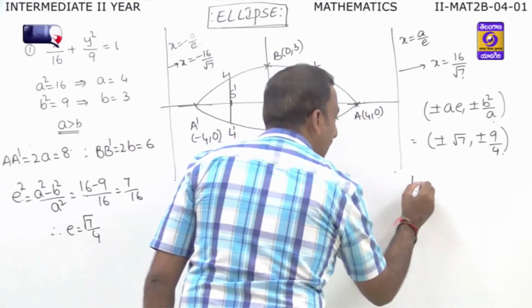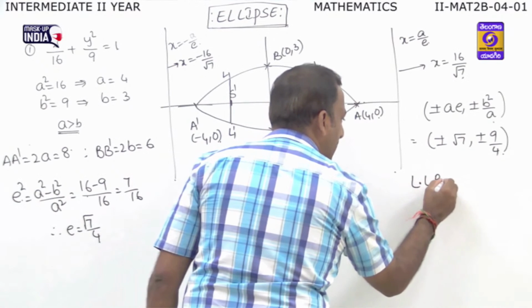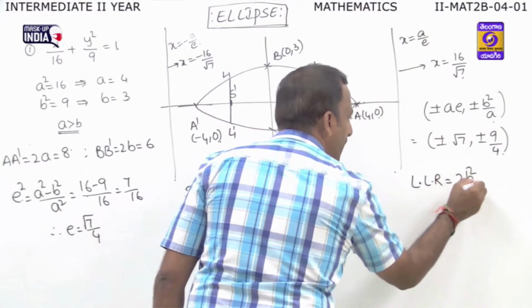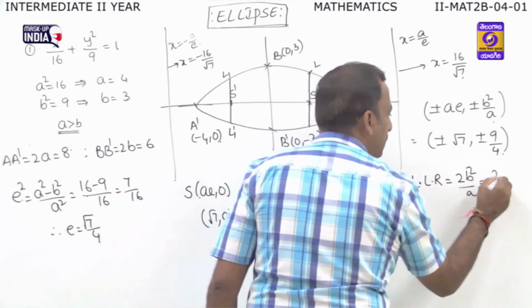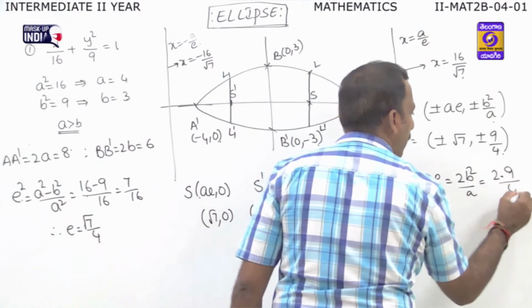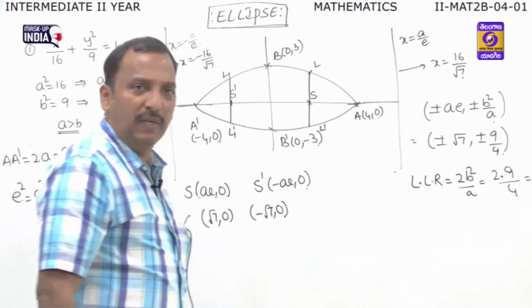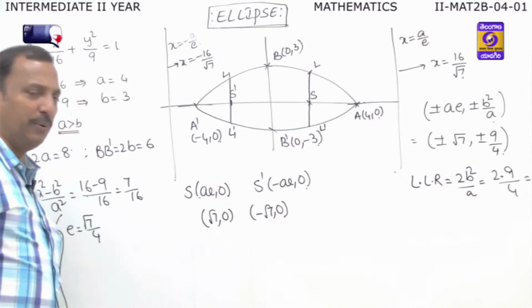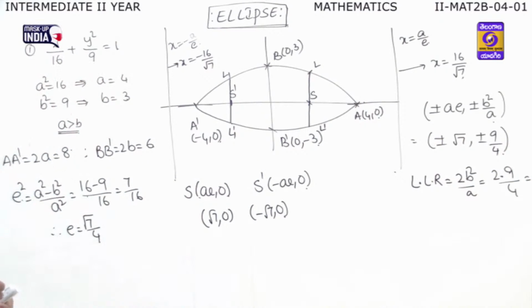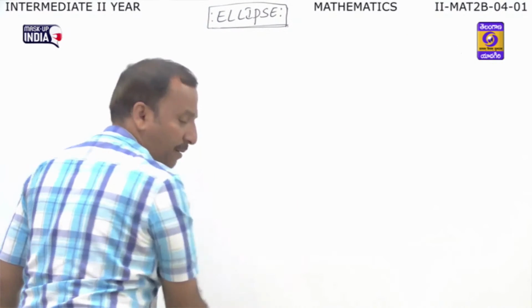What is the length of the latus rectum? It is 2b square by a, that is 2 into 9 by 4, that is equal to 9 by 2. Can you do these? This is the case when a is greater than b. Okay? Second example.